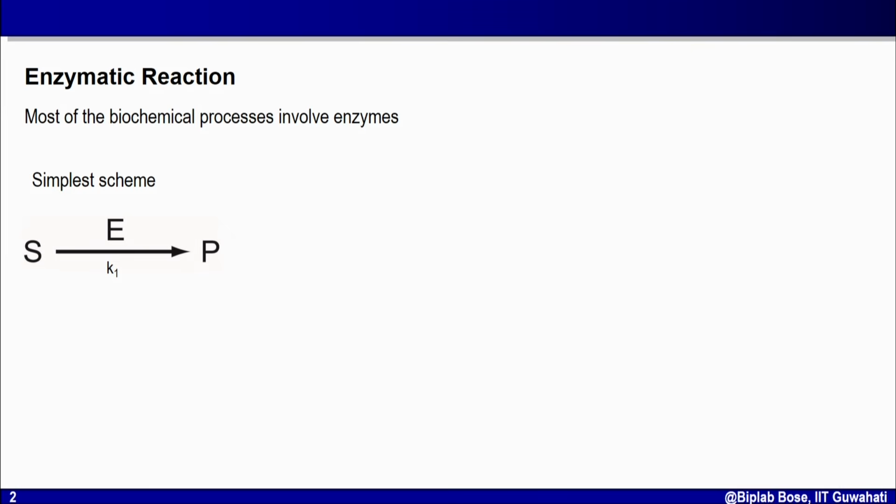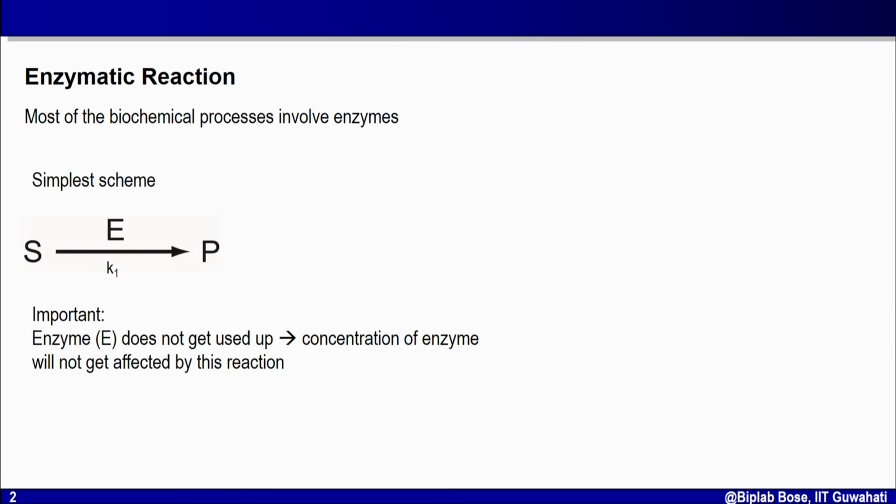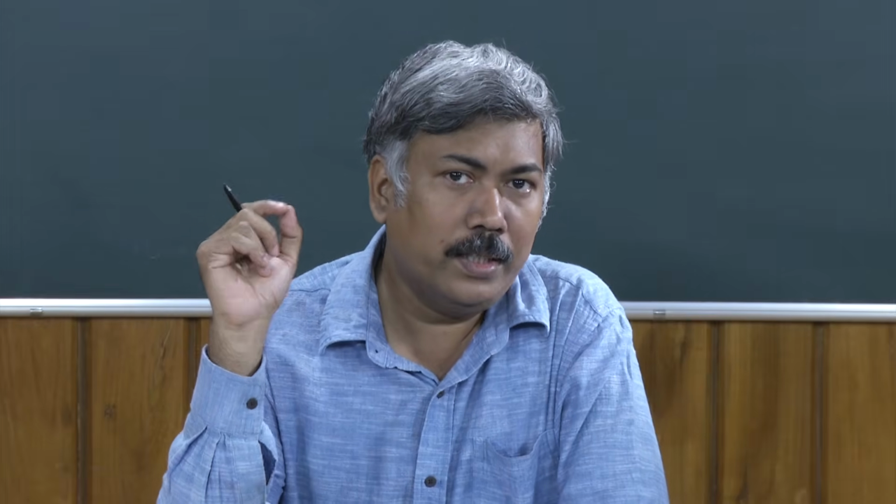And you have seen it earlier. Substrate S is becoming product P, and the enzyme E is helping in this, and the rate constant is K1 in this process. Now remember, this is an enzymatic reaction. That means we have to remember that the enzyme E is not getting used up in this reaction, because initially it will form a complex with the substrate, and then eventually it will be free again and the product will be formed. So the concentration of enzyme does not get changed in the long run by this process. That we have to keep in mind.